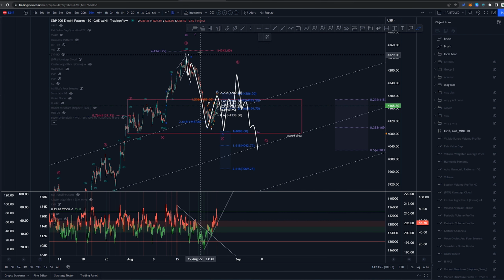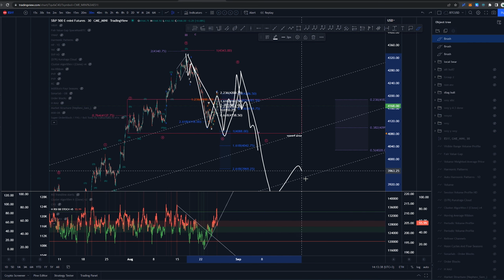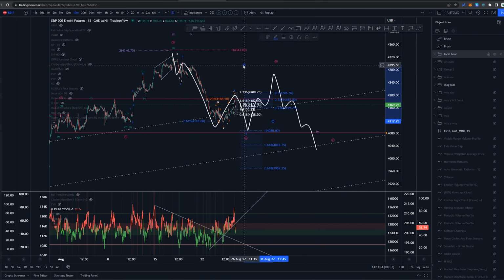So yeah, at the moment my current bias is that we have completed an extended wave C here, and we would be looking for downwards more. Whether it is with this ABC or whether this turns into a 1, 2, 3, 4, 5, we'll see about that later on. But I feel like that is pretty much everything I wanted to cover on S&P 500 today.